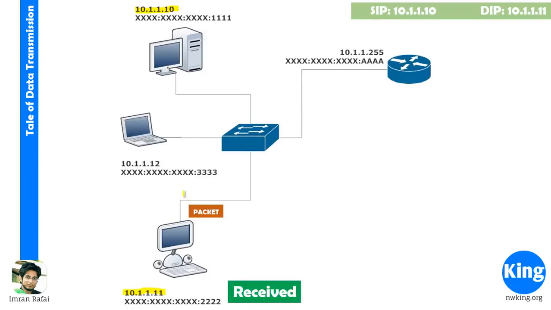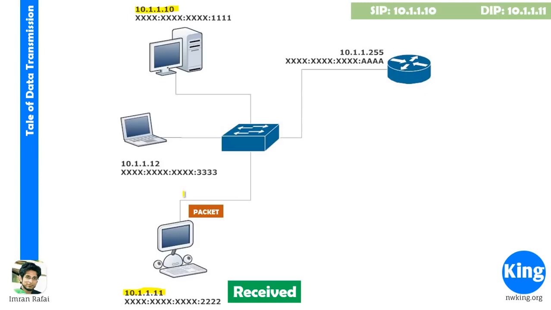So the minute it receives that packet, it strips the layer 2 information and looks at the layer 3 information, and it realizes that the packet was destined to him. He accepts that packet, and the transmission is complete. Now this is a local transmission.